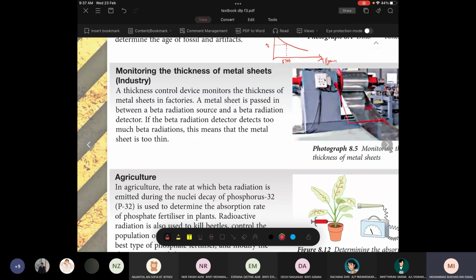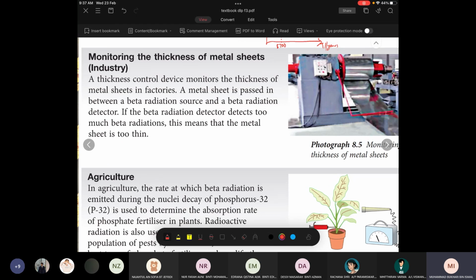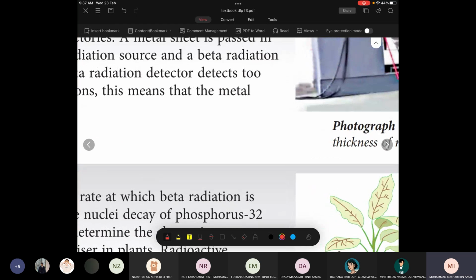And then the next one is monitoring the thickness of metal sheets. A thickness control device monitors the thickness of metal sheets in factories as the metal sheet is passed in between a beta radiation source and a beta radiation detector. If the beta radiation detector detects too much beta radiation, this means that the metal sheet is too thin. Okay, this is how it works.